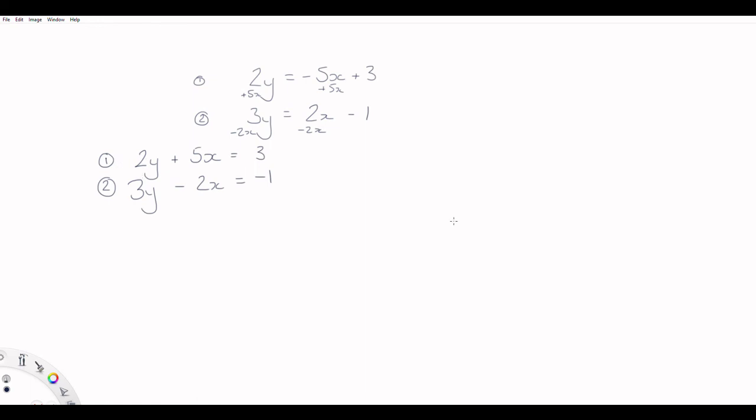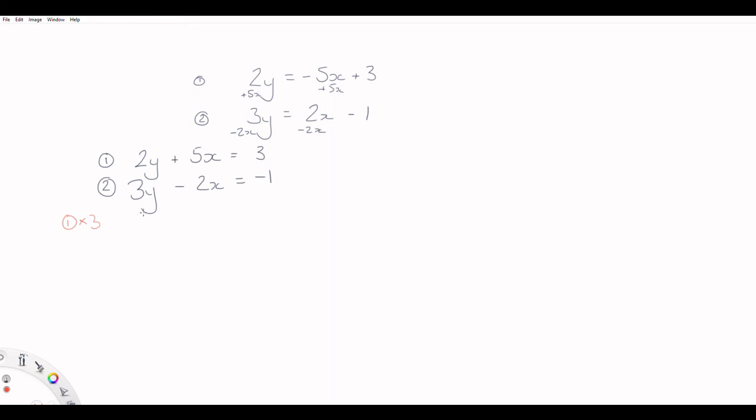So how about we look at the coefficients and think, right, what's the lowest common multiple? So we can then think about what we need to times them by to get them to the same number, to then minus them from one another. So here we can think 2 and 3, lowest common multiple is 6. So how do we get that coefficient to 6? For equation number 1, we're going to be timesing it by 3.